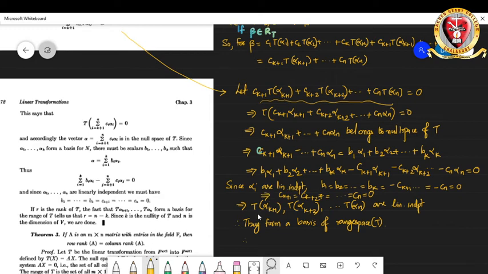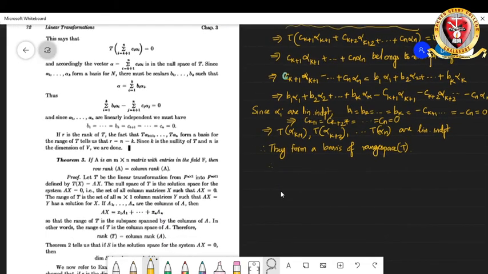That means T of alpha k plus 1, T of alpha k plus 2, etc. T of alpha n are linearly independent. So they form a basis of the range space, because we proved the two claims: that this set of elements spans the whole of the range space as well as that they are linearly independent.